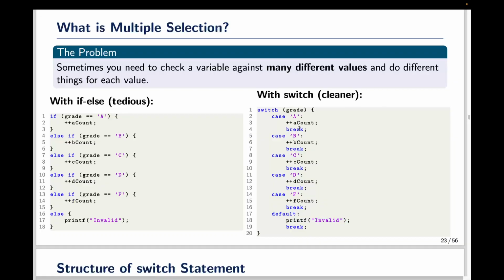So if any student has a grade that is not A, B, C, D, or F, then of course this means it is invalid. He has actually entered G, maybe X, maybe Y, maybe Z, or something like that. So this is invalid, and then it will print an invalid statement on the screen for the user. So this is the break.